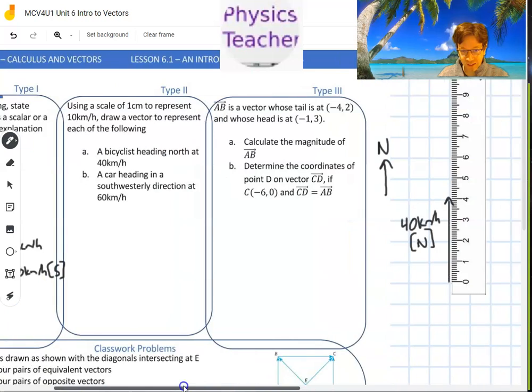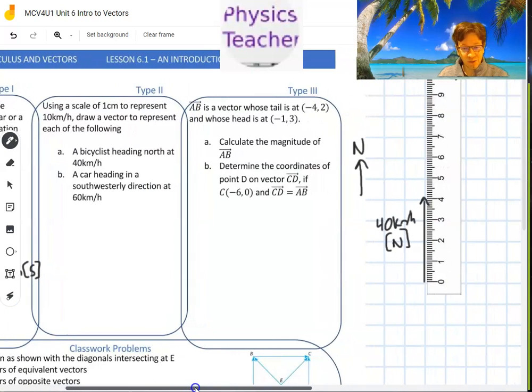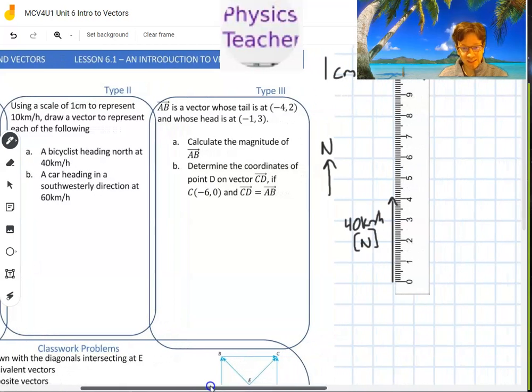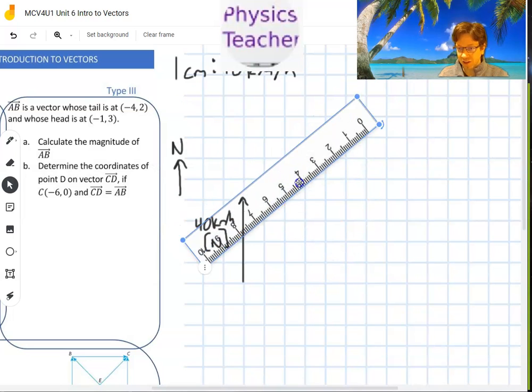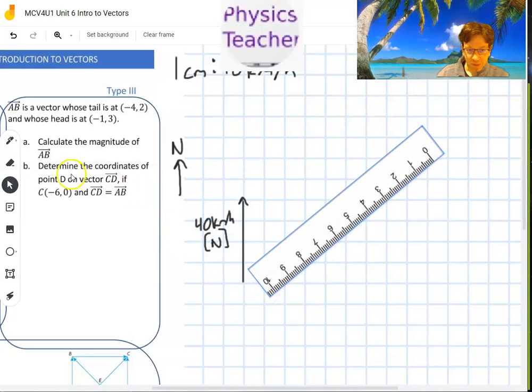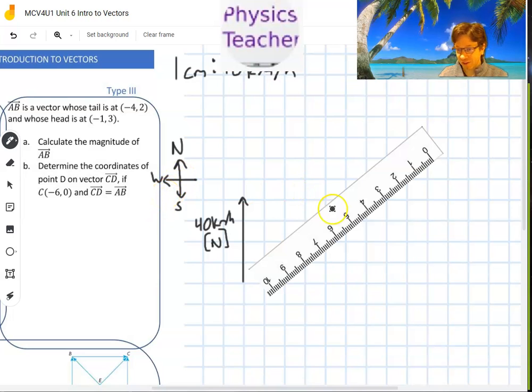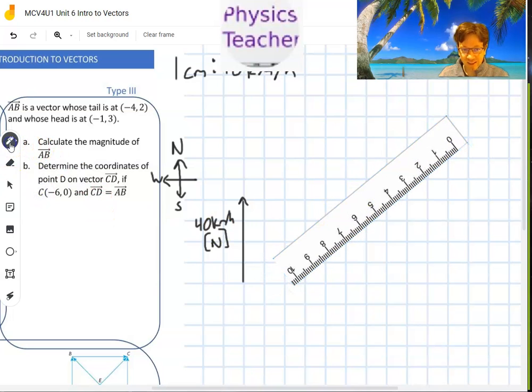Now the next vector is a car heading in a southwesterly direction at 60 kilometers per hour. So that's going to need to be 6 centimeters. We're going to need to rotate our ruler here. Southwest, well, this would be south, and that would be west. So it doesn't say specifically where in this quadrant, so we're just going to go in the middle, like 45 degrees in that quadrant. And it's going to need to be 6 centimeters.